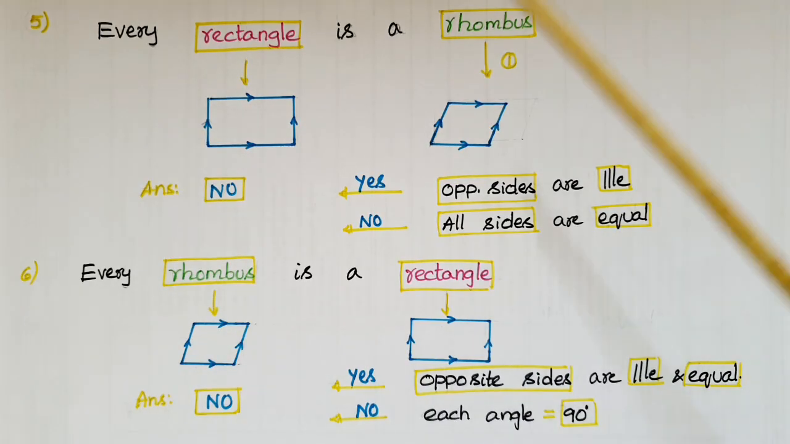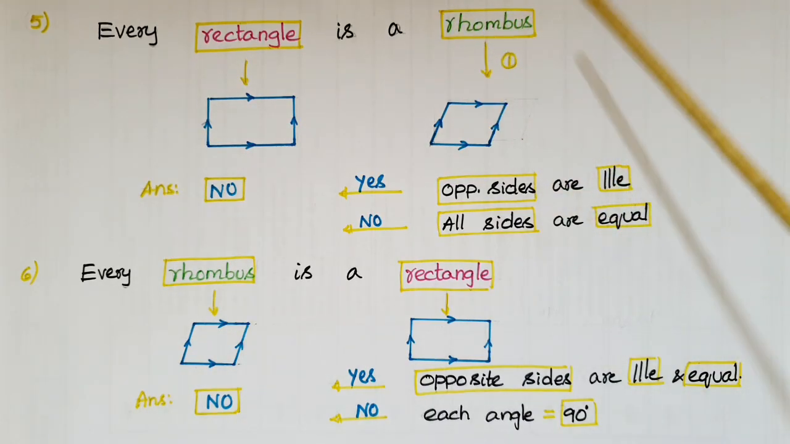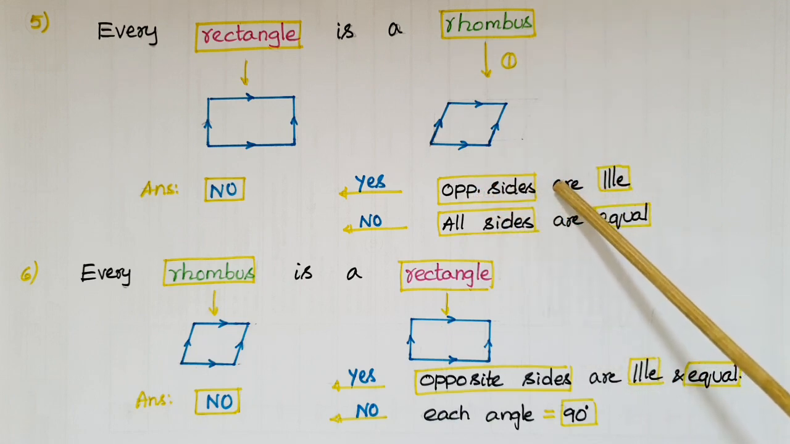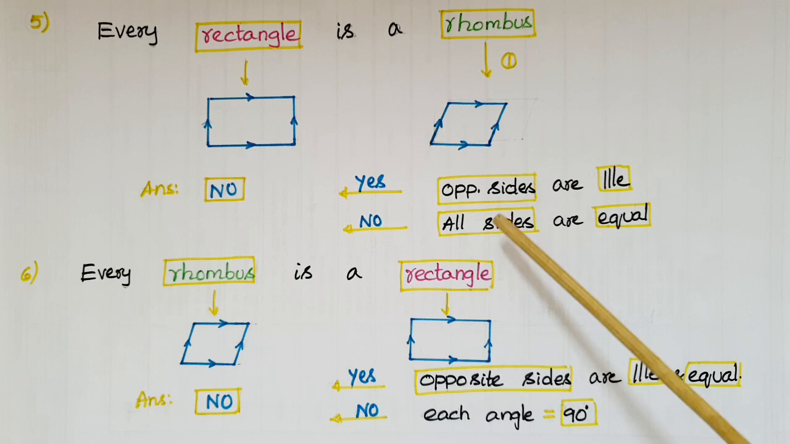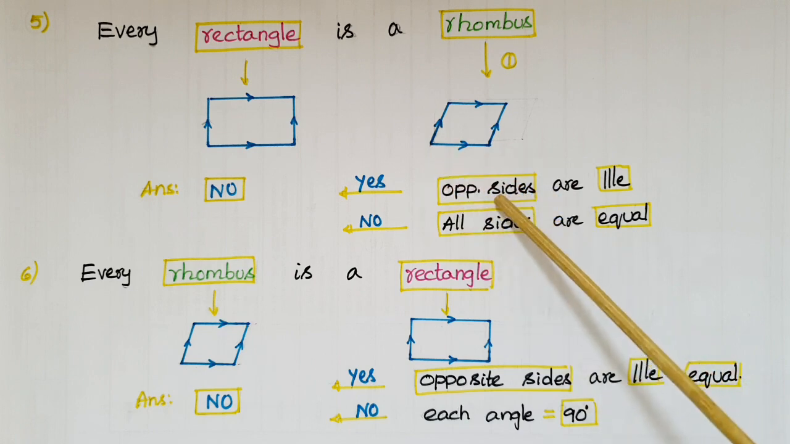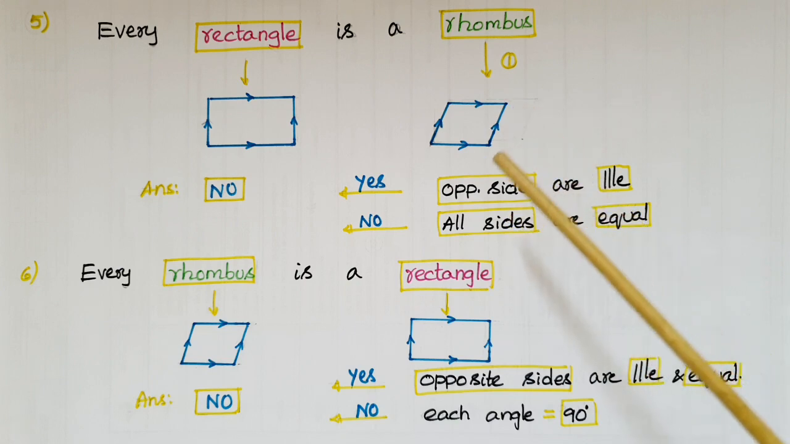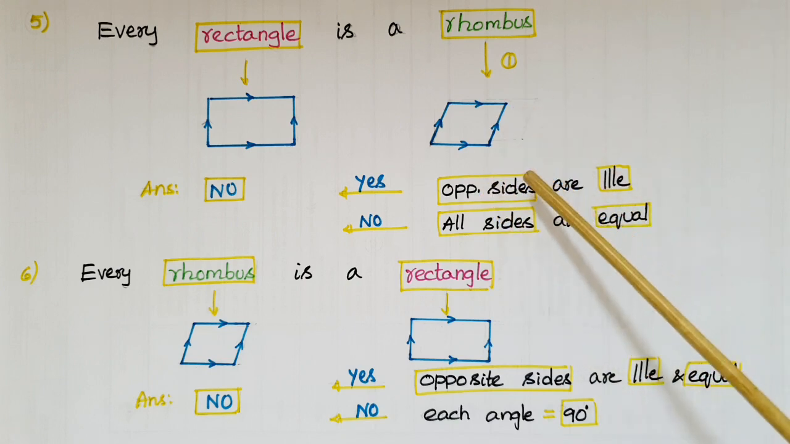Next one is every rectangle is a rhombus. So first write the rhombus properties here. Opposite sides are parallel in rhombus and all sides are equal. So in rectangle also opposite sides are parallel, but in rectangle all sides are not equal. Only opposite sides are equal. So this statement is not true.